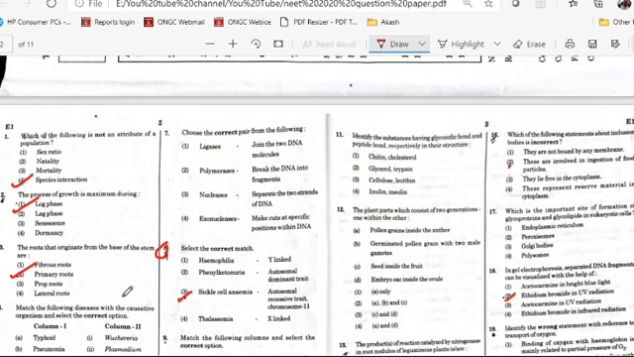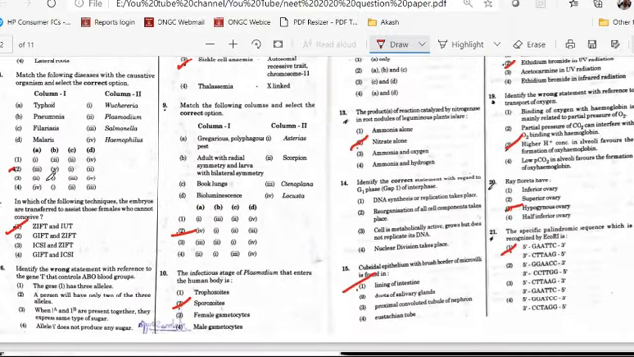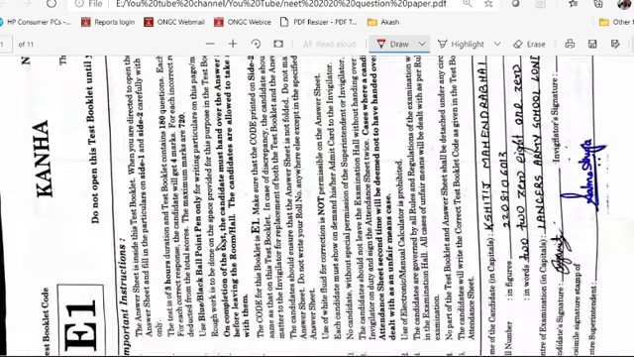Next, in question number 3, the primary roots are the answer. In question number 4, in the column match, the answer is option number 2. In question number 5, the answer is GIFT and IUT. In question number 6, I just tell you the answer and you just have to match the answer with us.